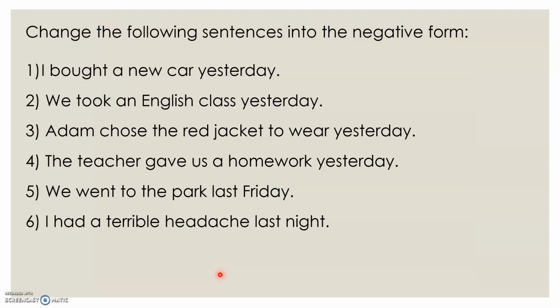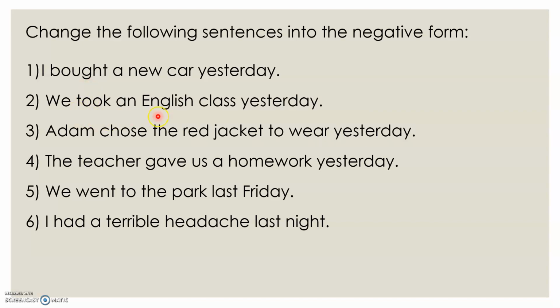So let's take a look at this question. The question says, change the following sentences into the negative form. Sentence number 1, I bought a new car yesterday. To change it into the negative, we need to add didn't plus verb 1. So where do we add didn't? We add it after the subject. So I didn't. What is the base form of the verb bought? It's buy. I didn't buy a new car yesterday.